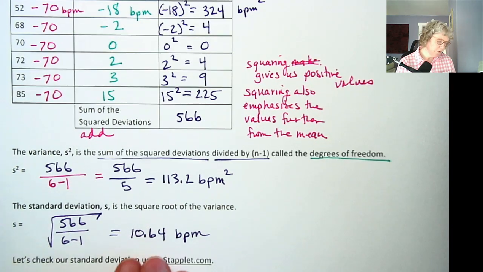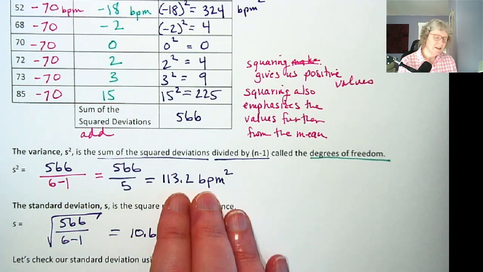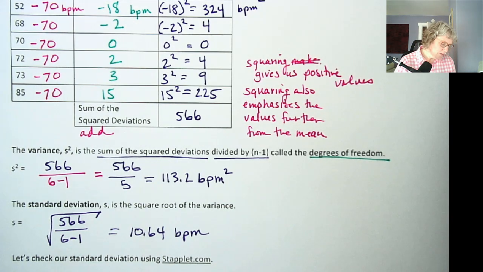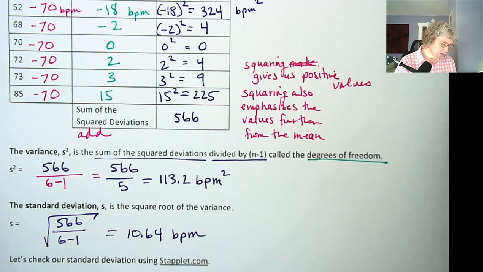Okay, now that seems reasonable. 113.2 is really big. So if you get a really big number, think, oh, maybe I forgot to take the square root. Okay, and we'll check that on Staplet.com in just a minute.